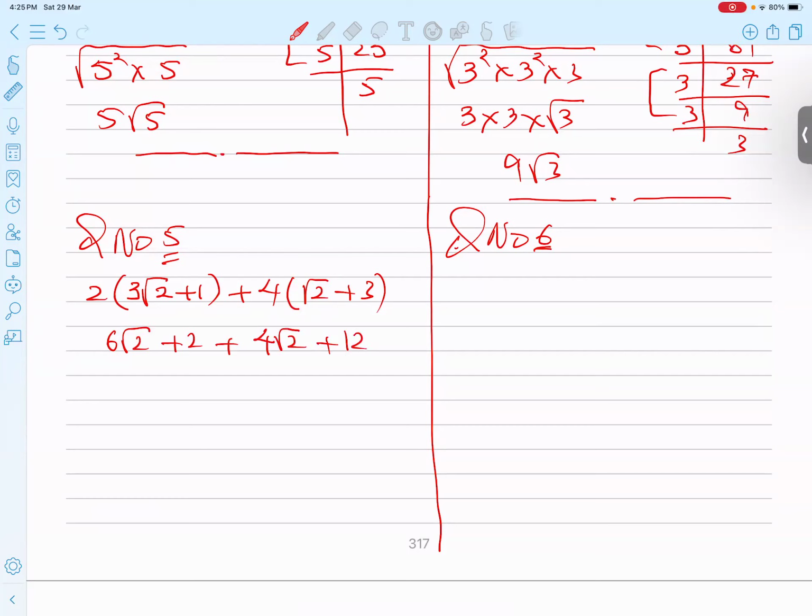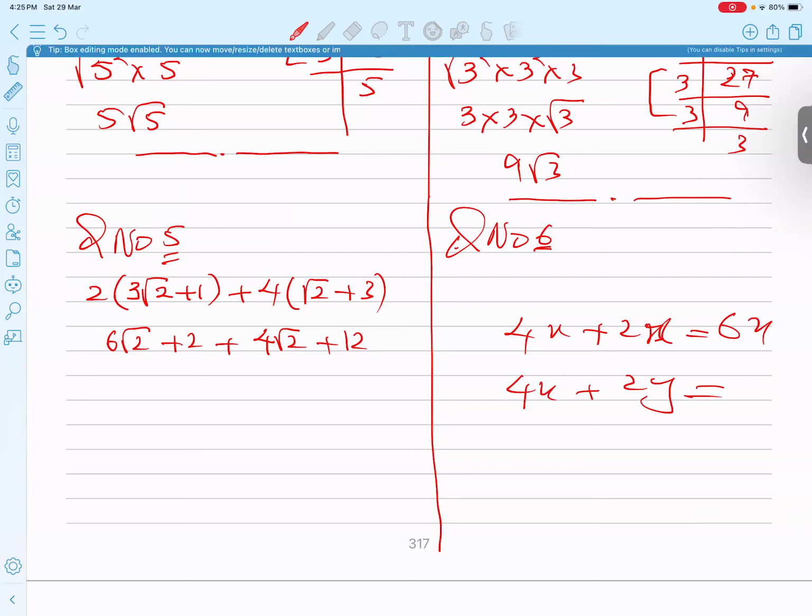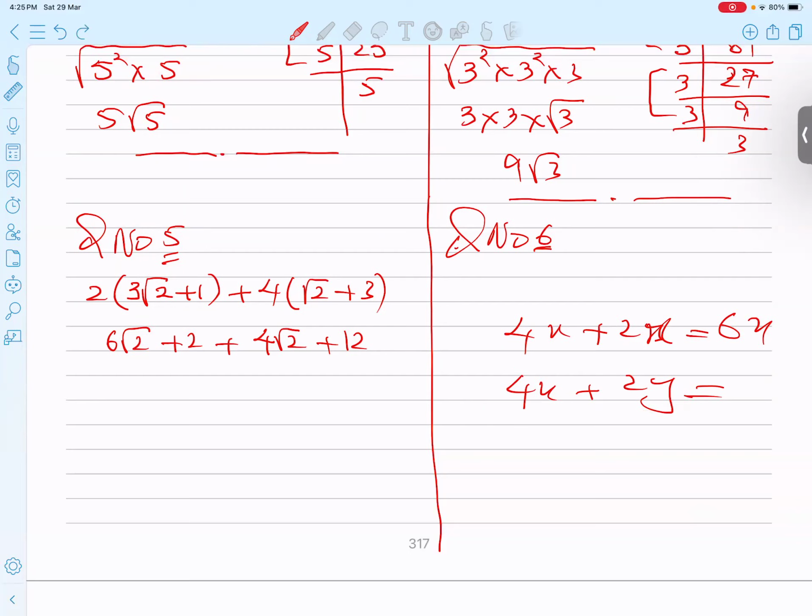After this, what to do? Root 2 must match. Students, I tell you one thing very important. 4x plus 2x will give you 6x. But 4x plus 2y, you have no solution. So just leave it as it is. This is my answer. Logic: because x and y, you cannot add, you cannot subtract. So I think you have to stop it here.